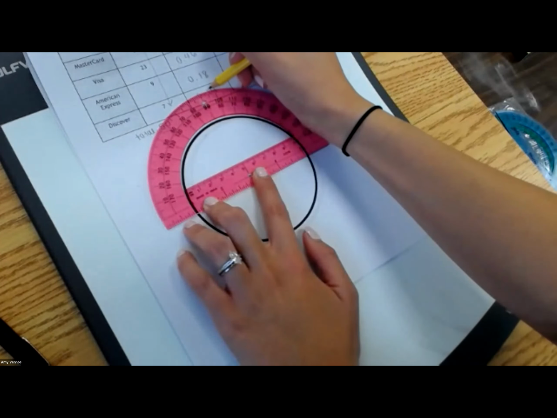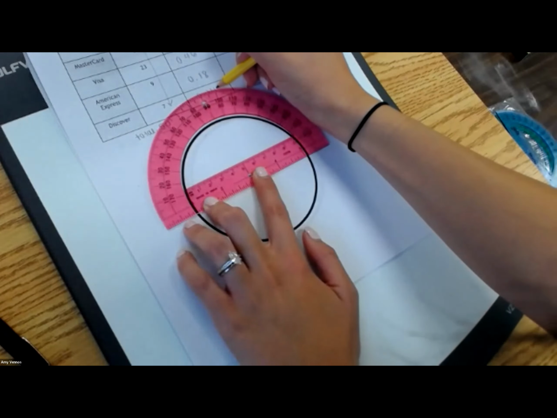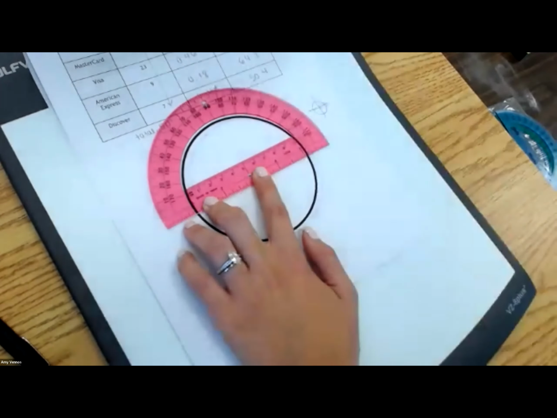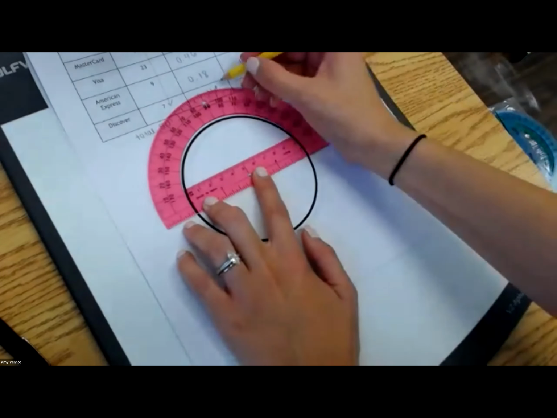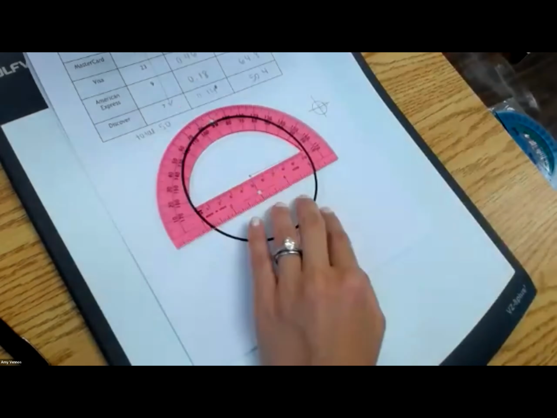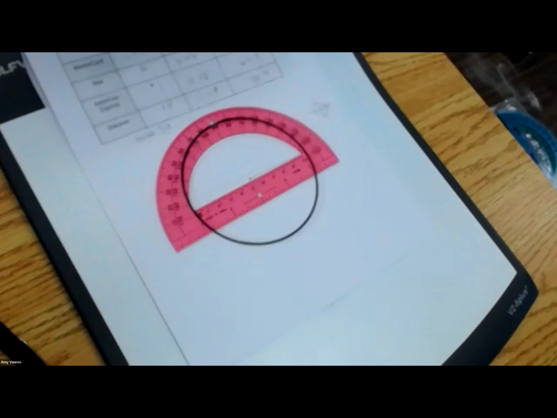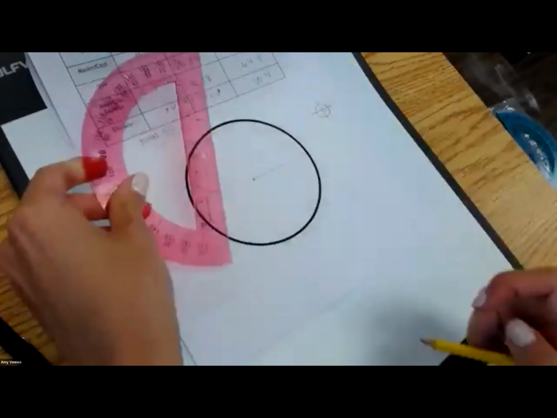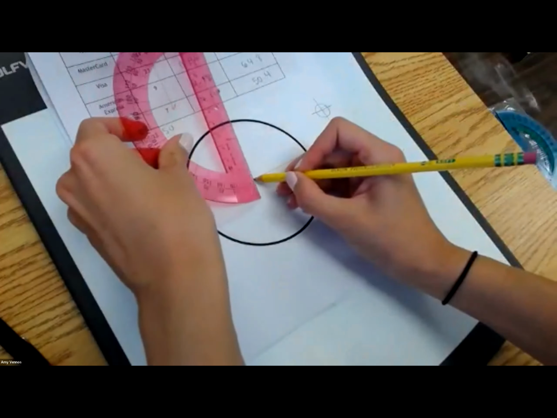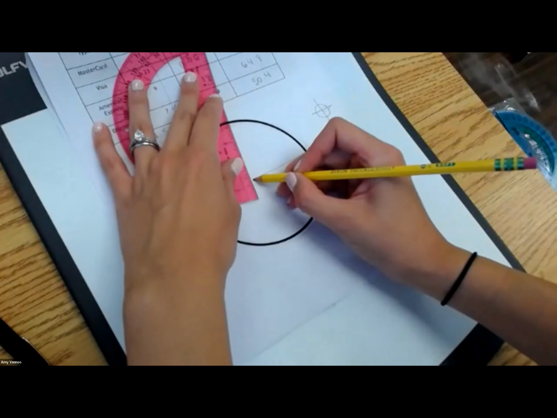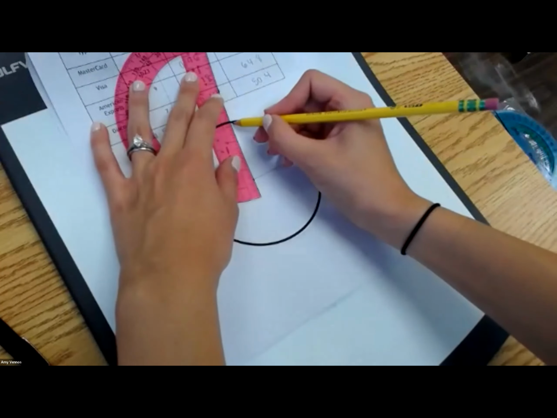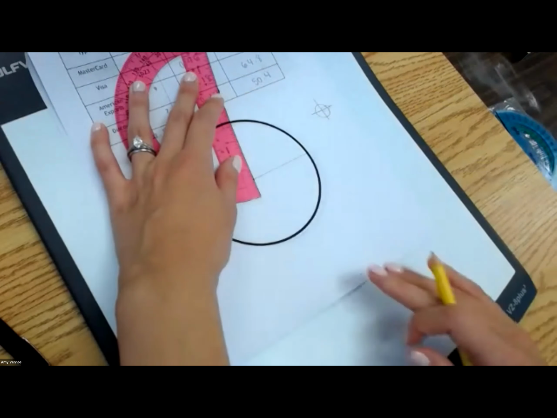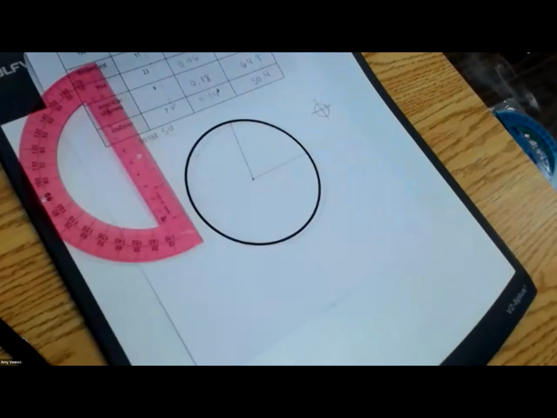I know I'm kind of encroaching on my space that I wrote here, but I'm going to draw a little dot around 79. I drew it right above this 4. Once I've drawn the dot, I'm going to take my protractor and get the line edge. I'm going to connect the dot in the center of my circle to the dot that I just drew and draw a line from the center dot to the edge of my circle.